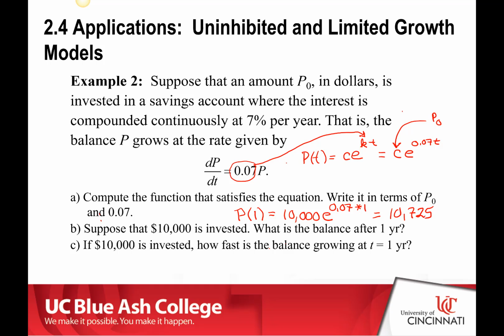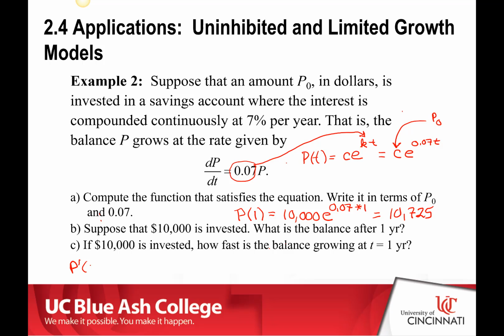Now, here comes a very important question. Part C. If $10,000 is invested, how fast is the balance growing? Because you want this to grow over the next 35 years, don't you? How fast is it growing at t equals 1? Well, if you're talking about growth, you're talking about change. How do we compute change? Derivatives. Okay, it's a slope. Slope talks about how things are changing. So what we're going to need to do to answer part C is to compute the derivative.